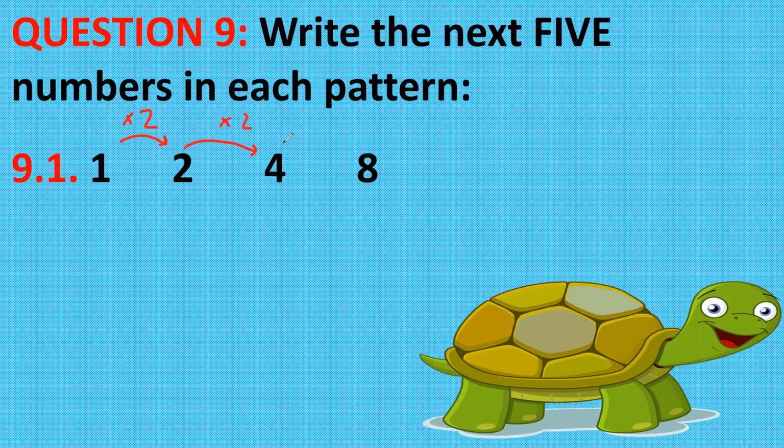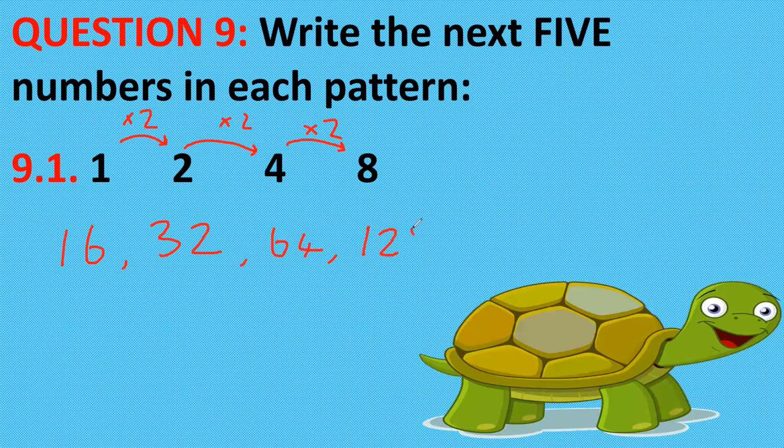And then 4 times 2, what are you getting? You are getting 8. So from now we are going to write 5 more numbers. 8 times 2, 16. 16 times 2 is 32. And 32 times 2 is 64. 64 times 2 is equal to 128. You can calculate also, you'll see that. And then the next one is 256. Yes, times by 2, 256.